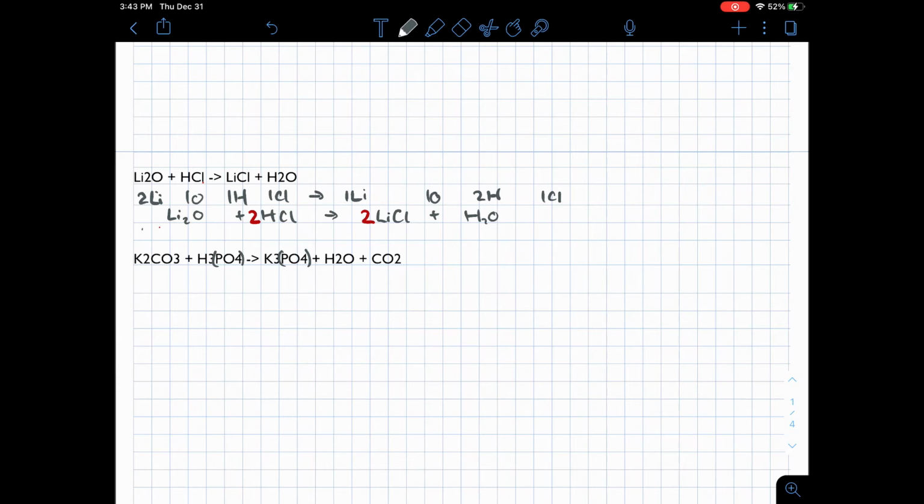So potassium, how many do we have there? We have 2 on this side, on the reactant side, and we have 3 on the product side. Carbon, we have 1 on both sides. Oxygen, we have 3 on this side, and we also have 3 on this side. Hydrogen, we have 3 on this side, and 2 on this side. And phosphate, we have 1 on both sides.